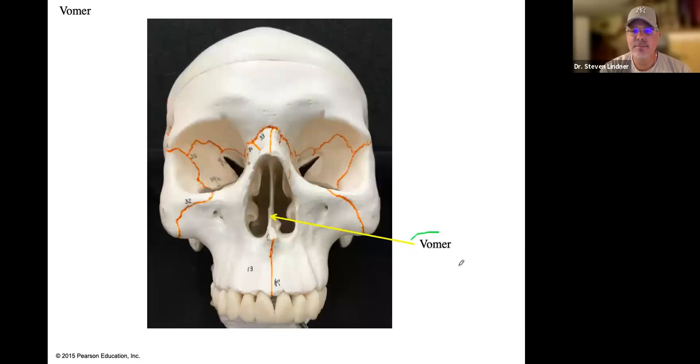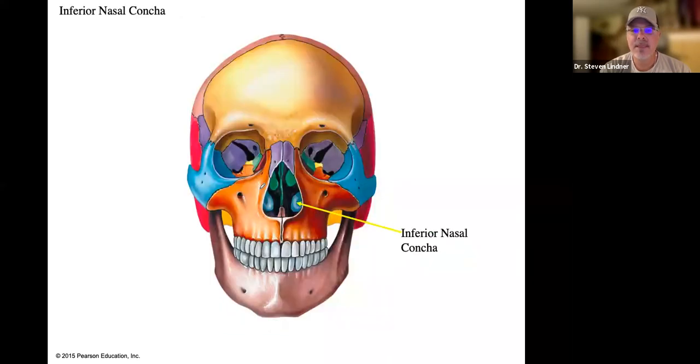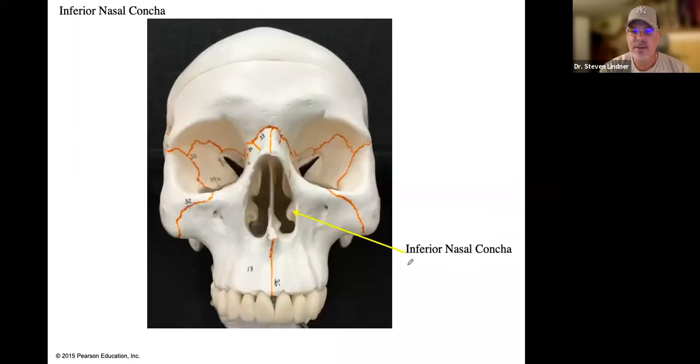Here's your vomer. Here's the perpendicular plate. Here's your inferior nasal concha and the middle nasal concha. Here's the inferior nasal concha. Repetition, right? It's beautiful. Repetition's a good thing.